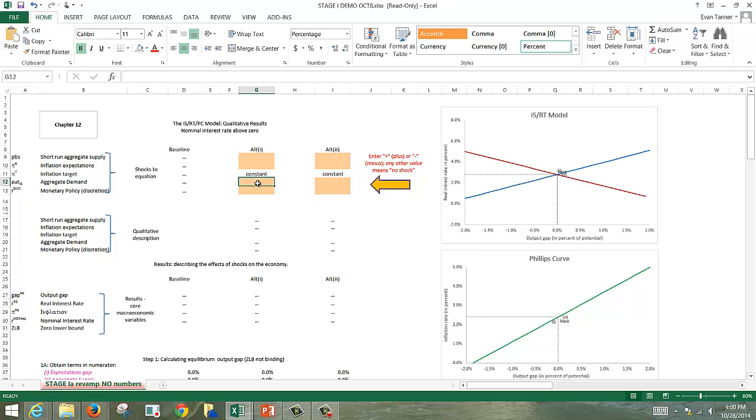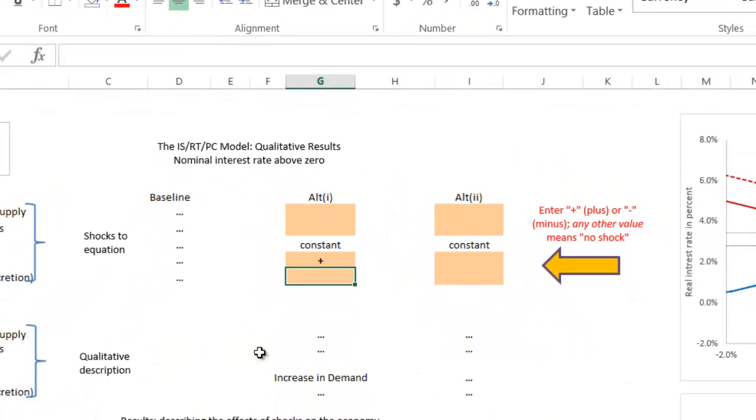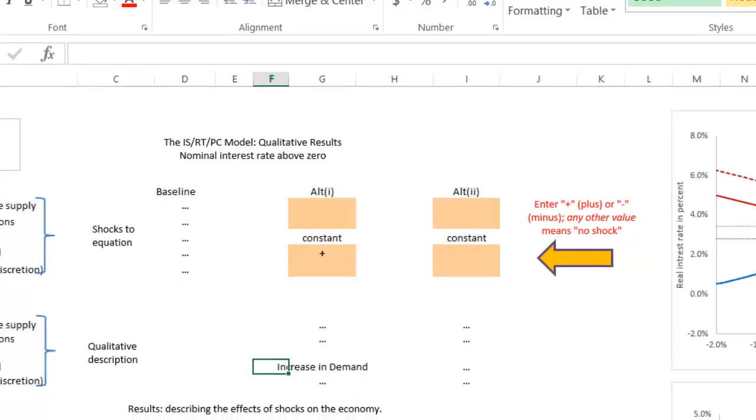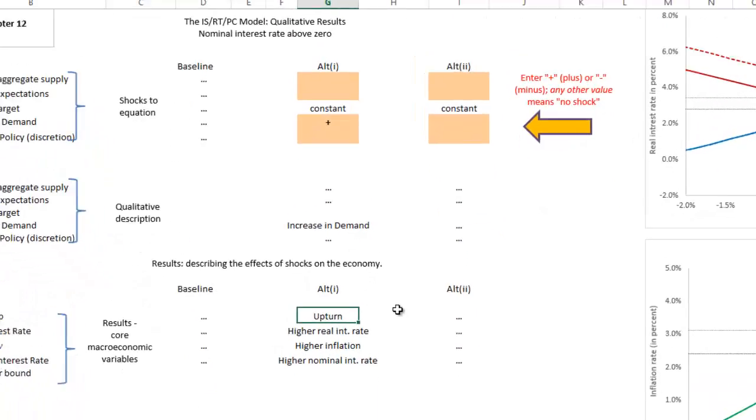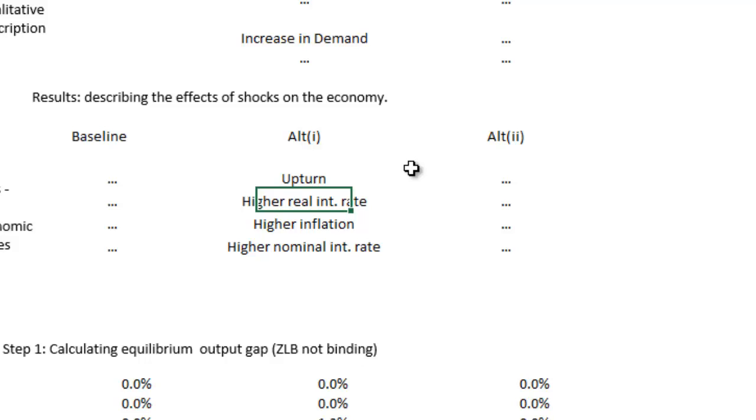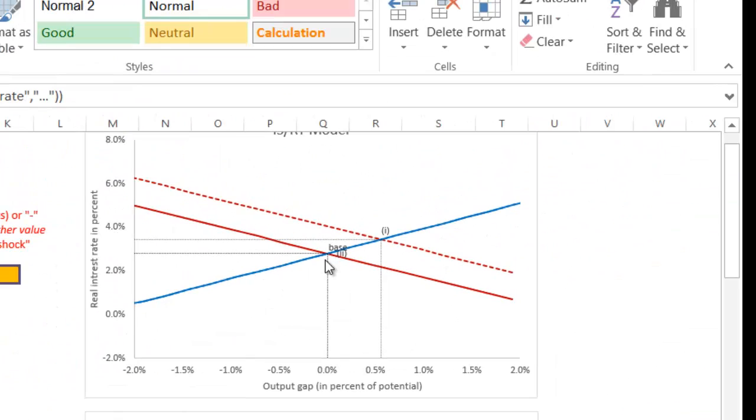Our first shock, we're just going to put a plus in here, is to aggregate demand. You'll see that's an increase in demand. You can see that the result here is an upturn, higher real interest rate, higher inflation, and higher nominal interest rate. And let's verify this over here on the charts.